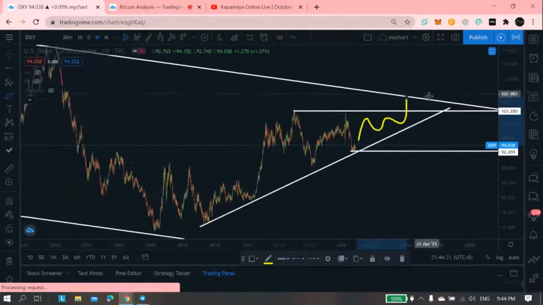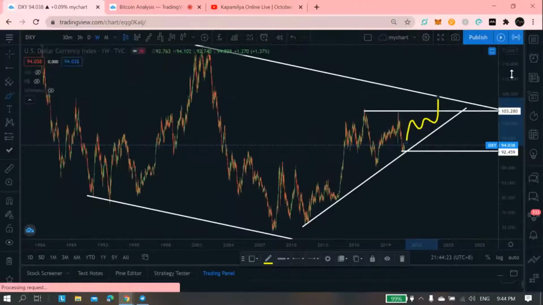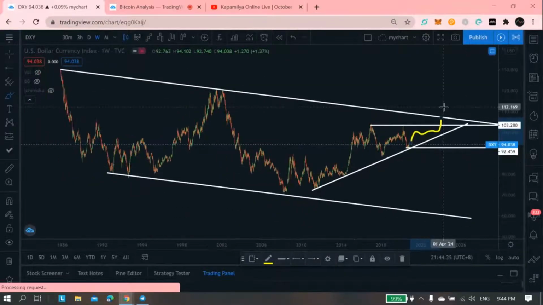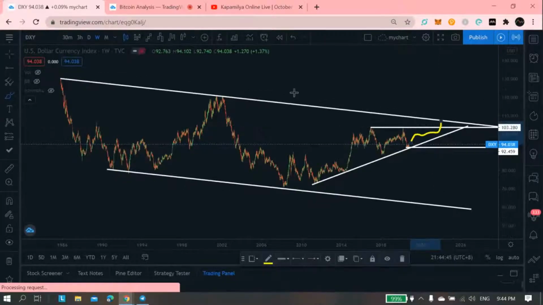It could possibly trade on this area and retest the weekly. This is a long-term downtrend. If it breaks this area, of course I'm more bullish already. So that's already a long-term uptrend. So now let's move on to the daily time frame.